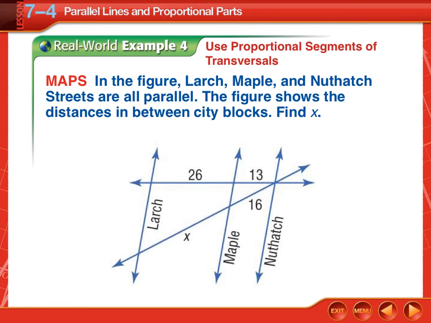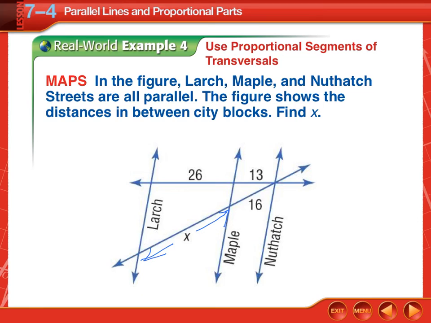So let's take a look at how we use this information. In this problem, we have some parallel streets. Larch Street, Maple Street, and Nuthatch Street are all parallel. And then we have two transversals coming in here. The figure shows distances in between the city blocks, and they want you to find this distance right here. And by that distance, it's really this length here.